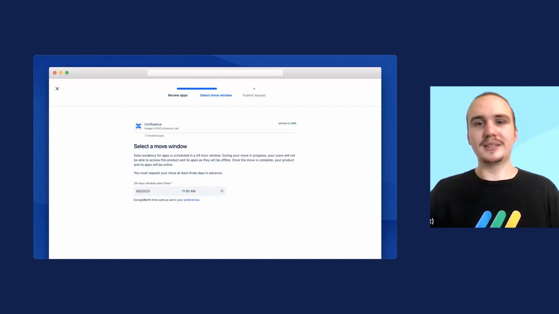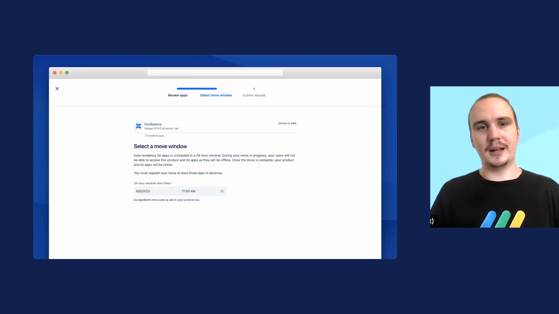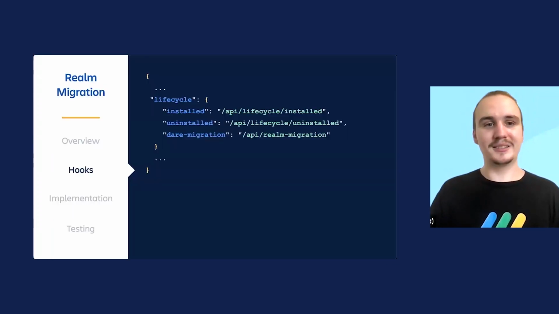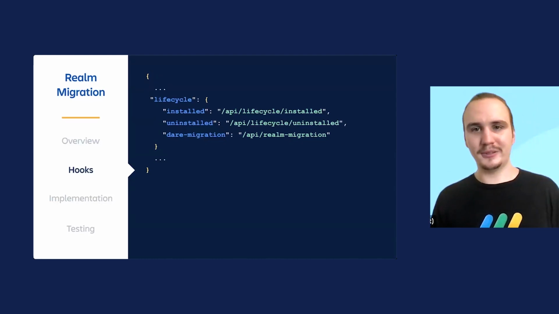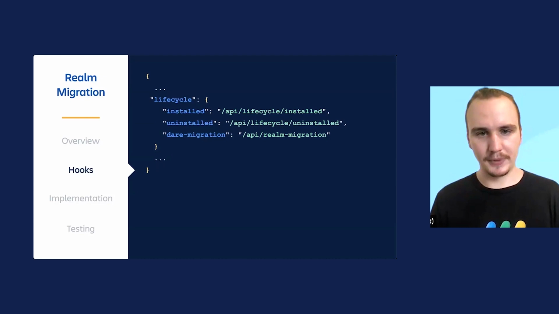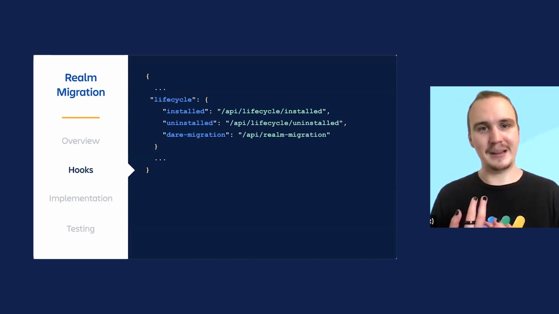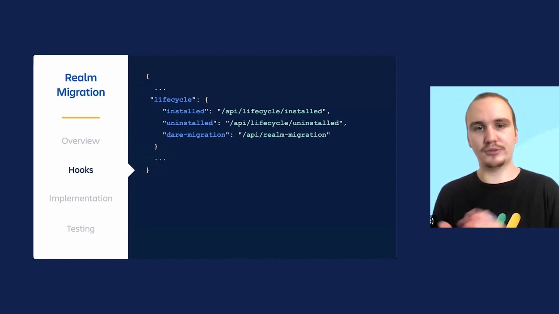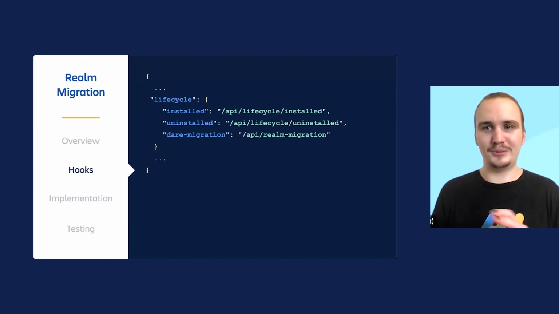Okay. So this is how it looks from the outside and how customers can use it, but how does it need to be implemented? I once again go back to the Connect descriptor, and there is a lifecycle object in the Connect descriptor, and you probably already have an installed hook and an uninstalled hook in there. So what's new now is the migration path, which in our case points to /api/drmigration, and the DR doesn't stand for anything special. This is just short for data residency.